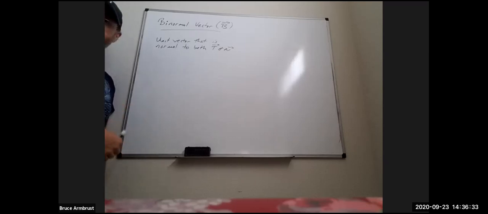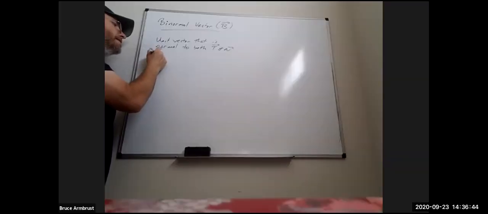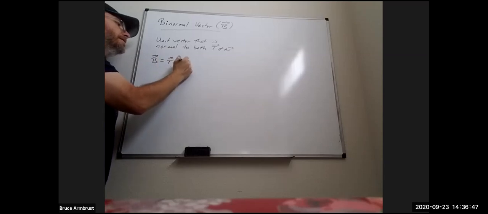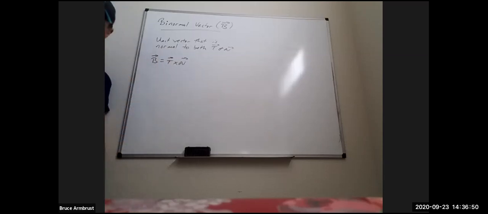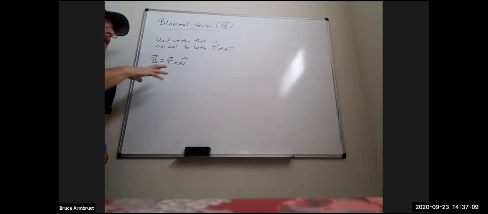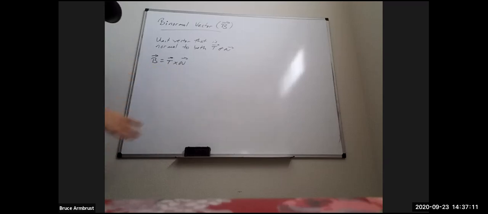Okay, so how can you get a vector that's orthogonal to two other ones? Good, yeah, you cross them. Cross product. So B is defined as T cross N. That makes it binormal. All right, now I'm not going to bother doing a calculation and finding one because I know you know how to do it, right? You know how to find T, you know how to find N. I know you know how to do cross products. So instead, I kind of just want to talk about why we care about this and why it matters.